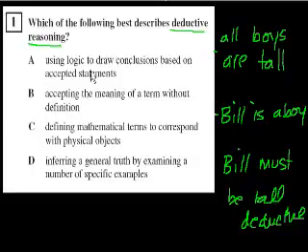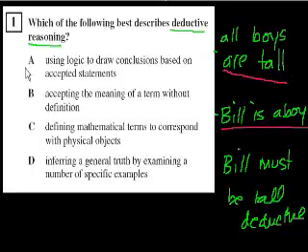So, use logic to draw conclusions based on accepted statements. Yeah, actually, that sounds about right. That's what we did here. We used logic to draw conclusions based on accepted statements, which were those two. So I'm going to go with A so far. Let's see. Accepting the meaning of a term without definition. Well, I don't even know how one can do that. How do you accept the meaning of something without it being defined?